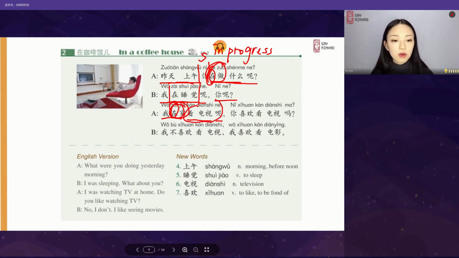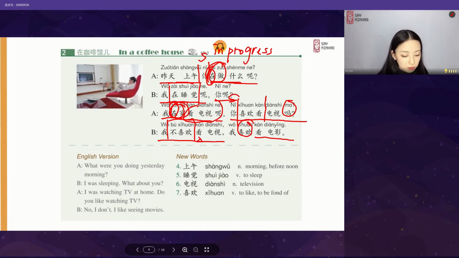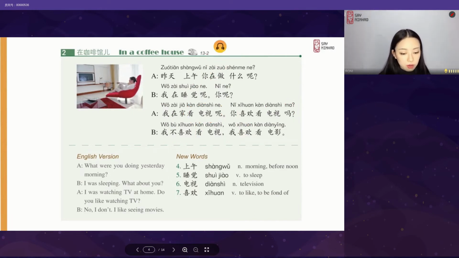And 你喜欢看电视吗？你喜欢看电视吗 The subject 你喜欢看电视 like to watch TV. And 吗 is the question. 我不喜欢看电视 I don't like to watch TV. 我喜欢看电影 I like to watch movies. Okay, watch movies. Now let's try to read it from the start.